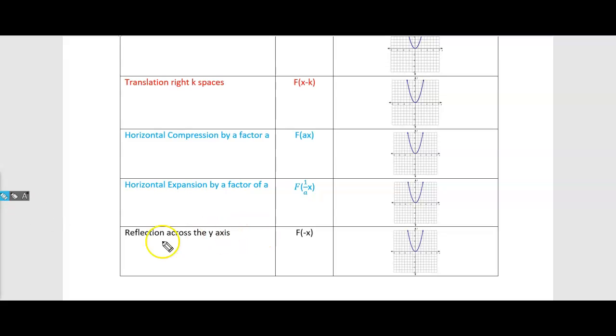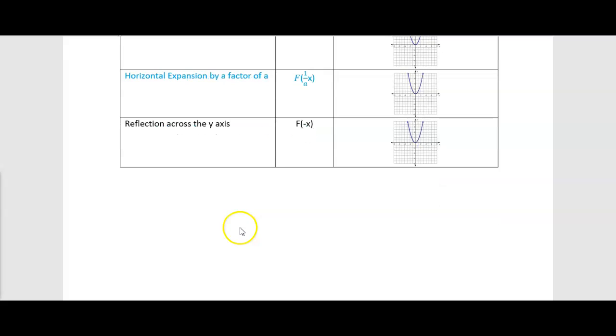Okay, for our last one here, the reflection across the y-axis is what happens when you put a negative on the inside. Now, this is a bad shape to pick because if you reflect it horizontally, it actually doesn't end up looking different at all. So let me use a different shape to illustrate the point a little bit better.